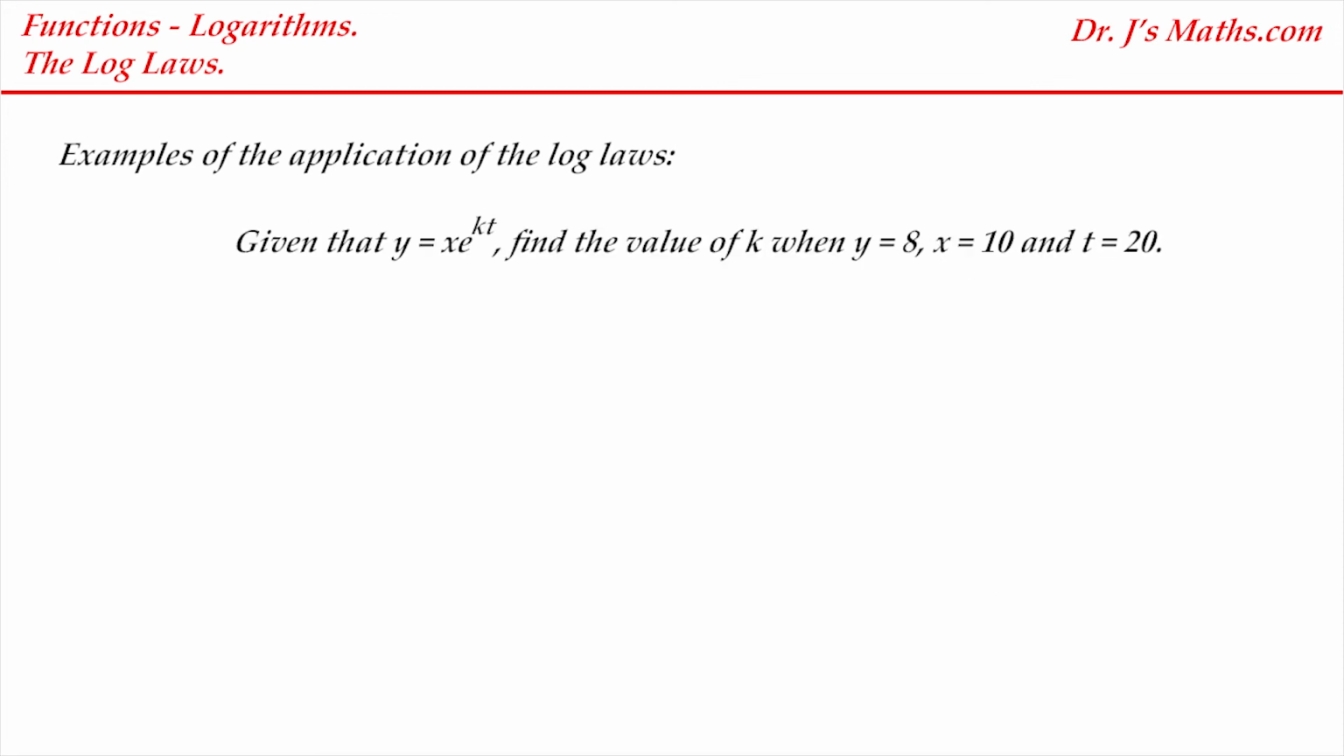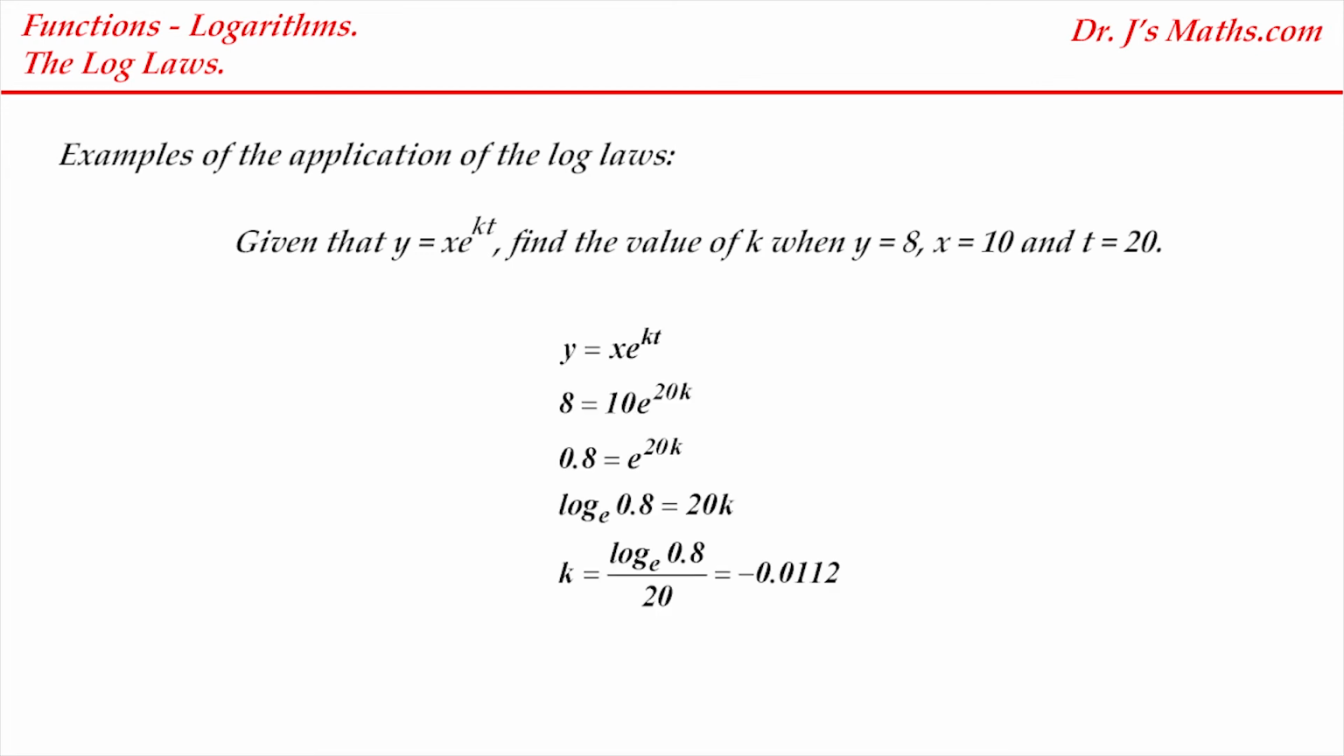So last example. We're given y is equal to x e to the kt, and we have to find the value of k given these values. So we write down the equation, we substitute into it, and then we divide both sides by 10. So we're left with 0.8 is equal to e to the 20k.